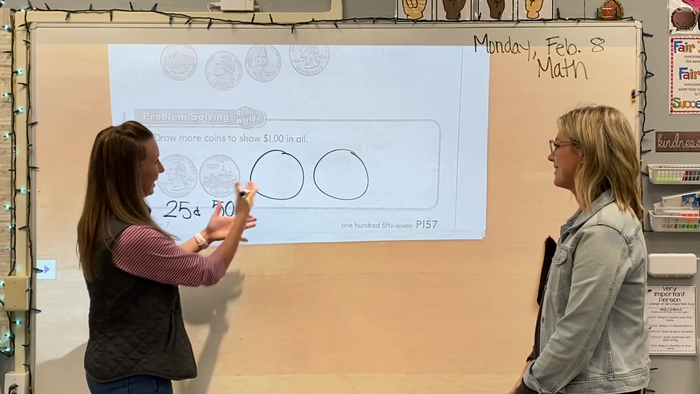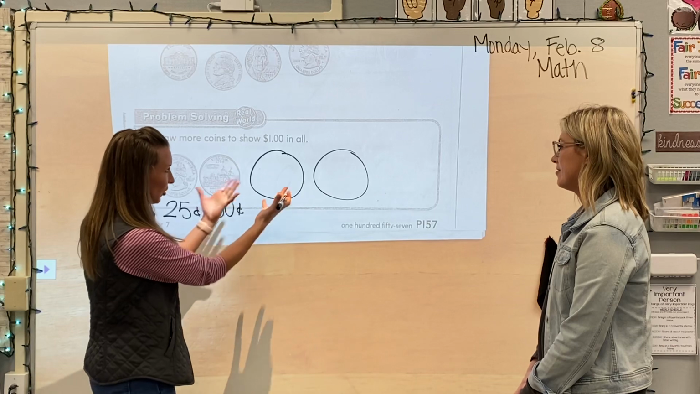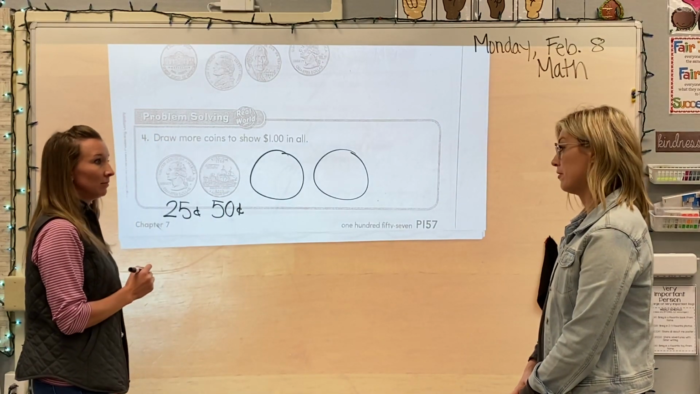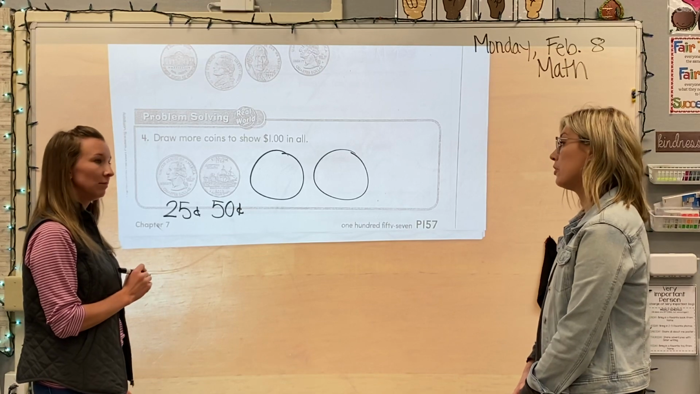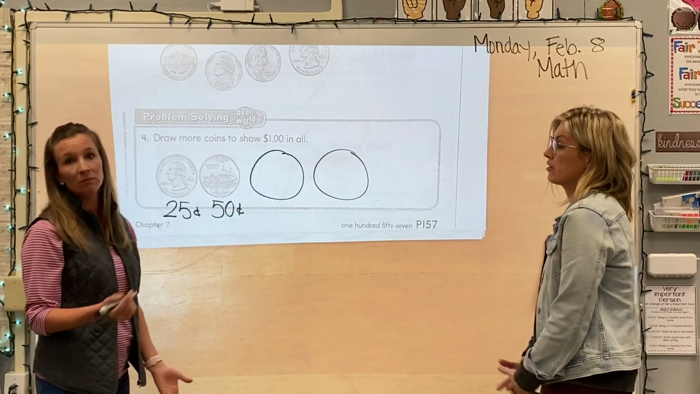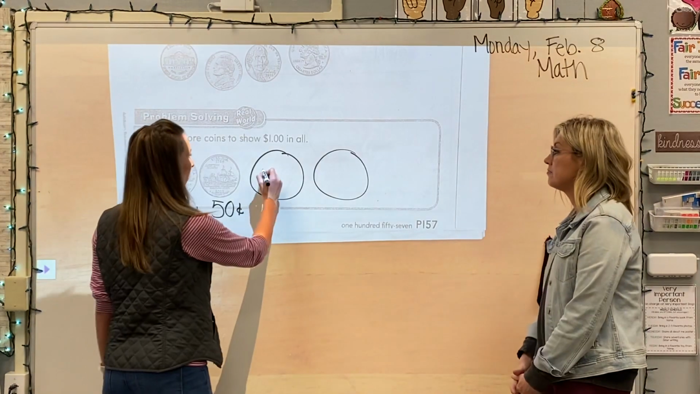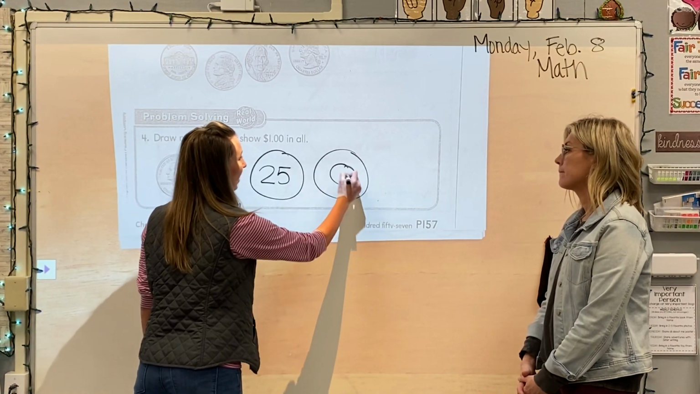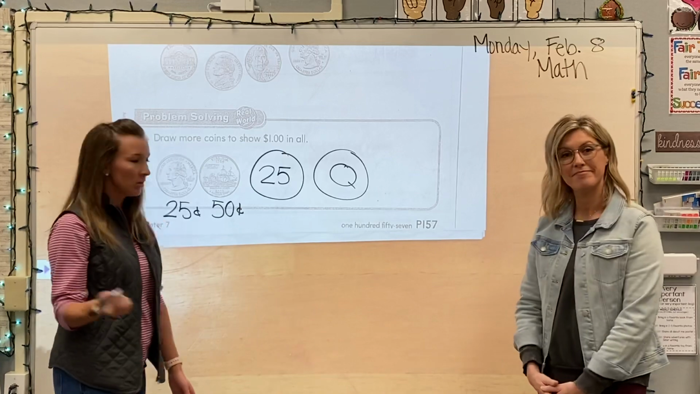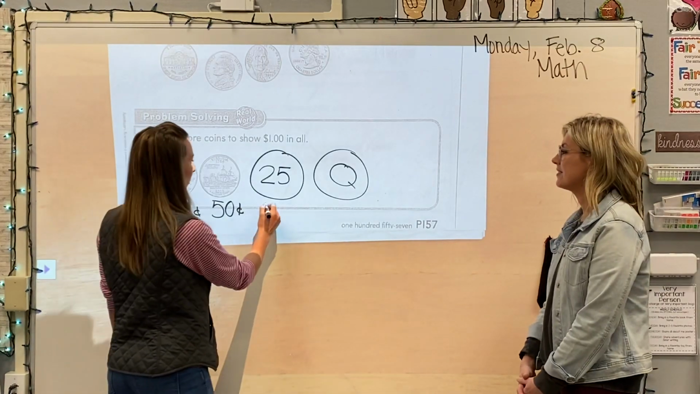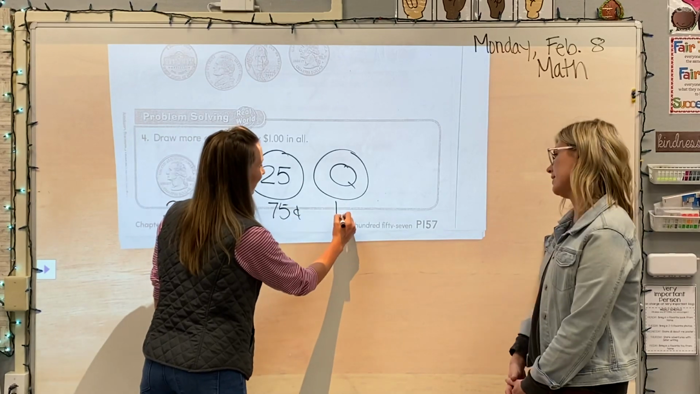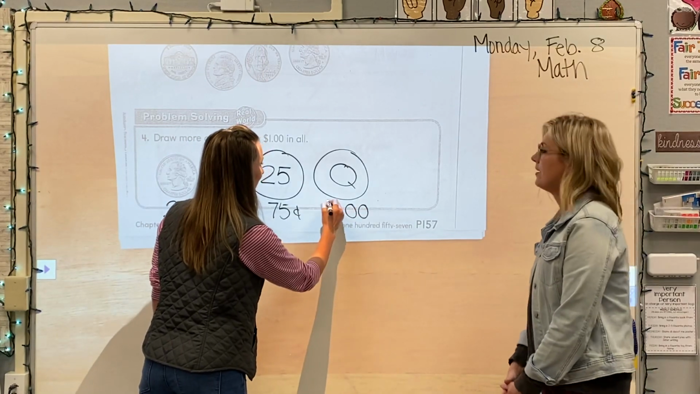What could I put in the coin, or how should I let the teacher know that these are quarters? Well, there's 2 things you could do. One, you could put a 25 in the middle to show that it's 25 cents, or you could put a Q in the middle to show that it's a quarter. Either way works. And if they were to keep counting, we know that it goes 25, 50, 75, $1.